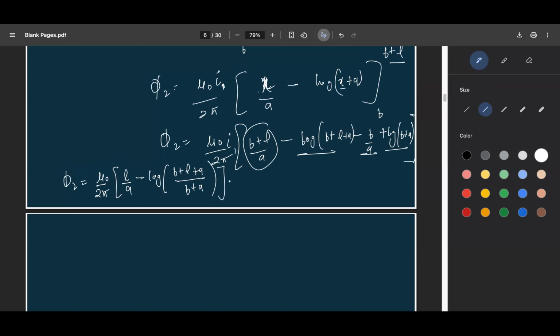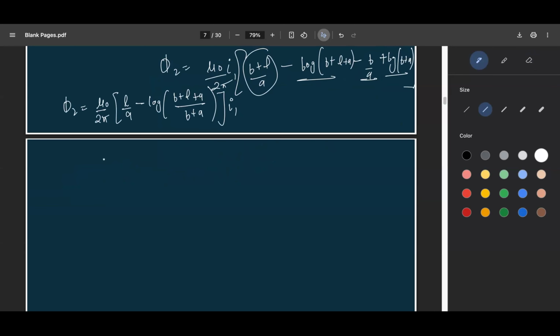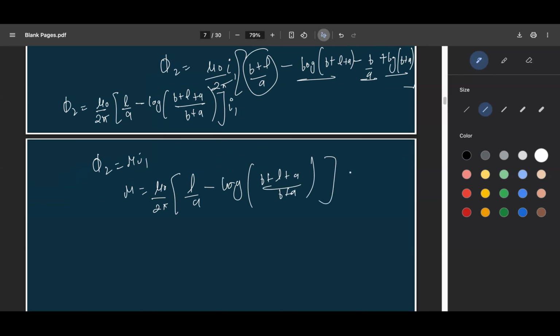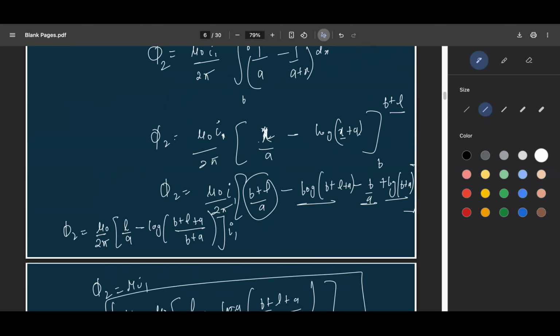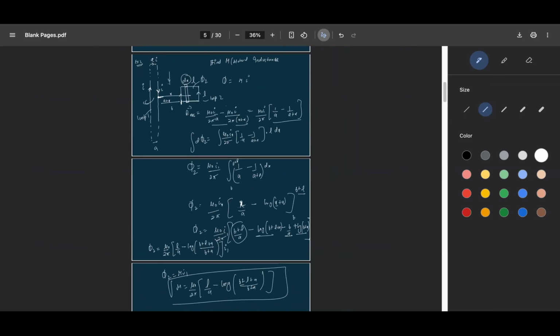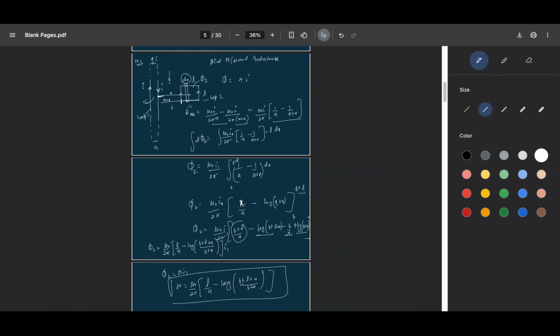Oh, no, sorry. You see, just from here, if you compare, flux 2 is equal to M I1, so you get M is equal to mu naught by 2 pi times L by a minus log of b plus L plus a divided by b plus a. This is the answer, okay? Let me know if you're clear with this. Just look at the solution once, and let me know if you have any doubt. Clarify it here only, okay?